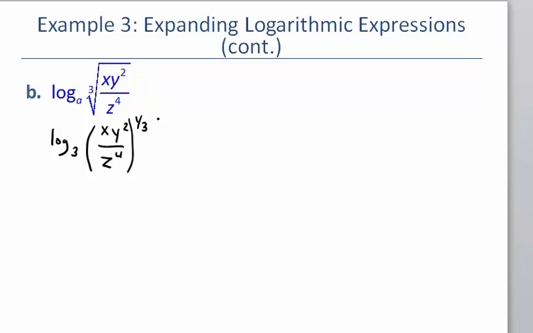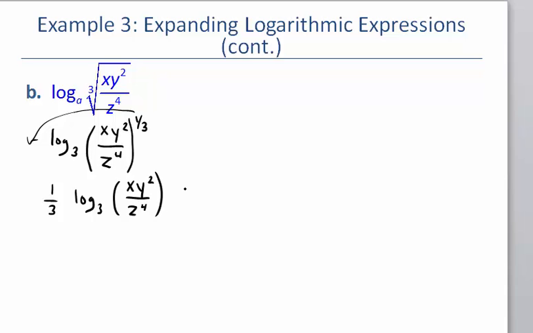Now remember, your log property number 3 says you can take that 1/3 and move it to the front. So let's do that. So 1/3 log base 3 of xy squared over z to the 4th.